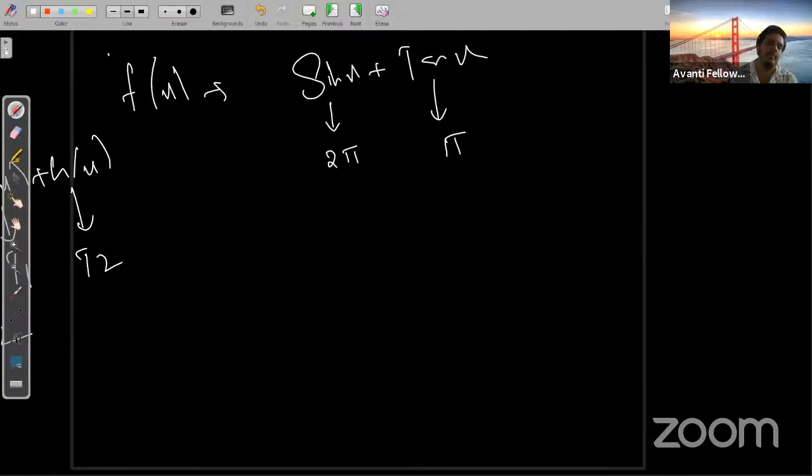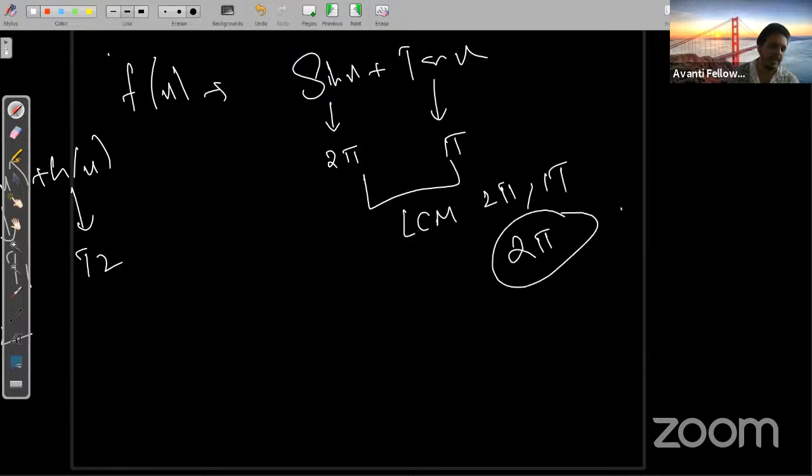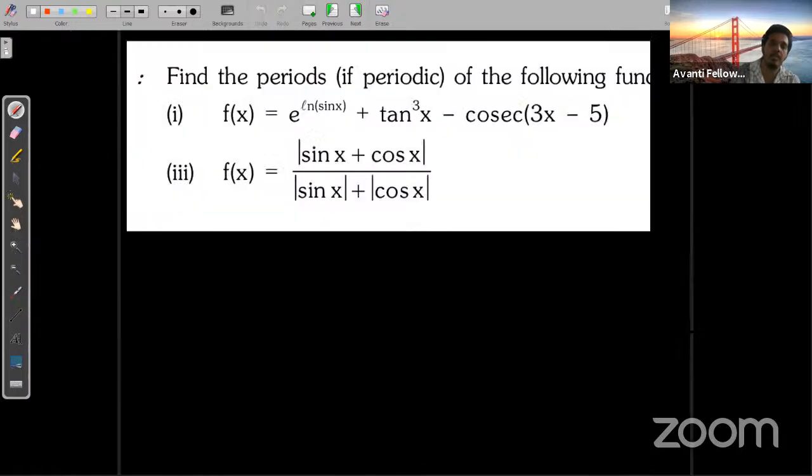So now tell me what is the period of this one? Tell me. So period of this one means LCM of both 2 pi and pi. How much? 2 pi and pi LCM is 2 pi, right? So this is how you have to do it. It is 2 pi and pi LCM is 2 pi. Understood or not, Sankalp? Is it okay? Understood clear or not? So that is how we have to do this one.